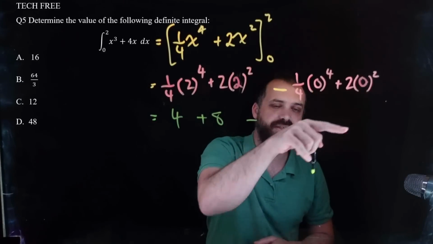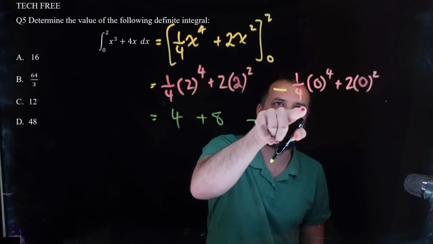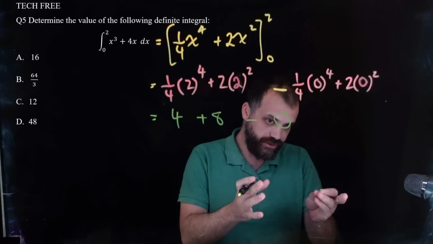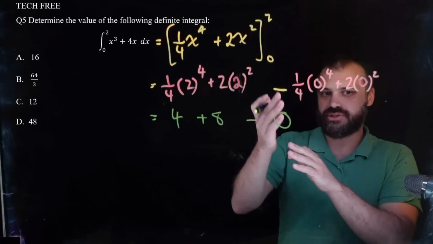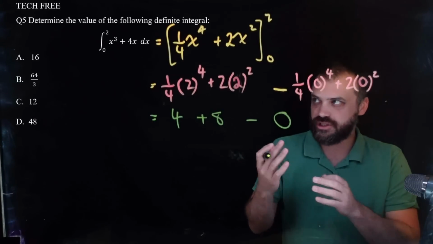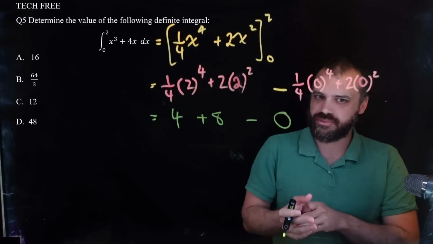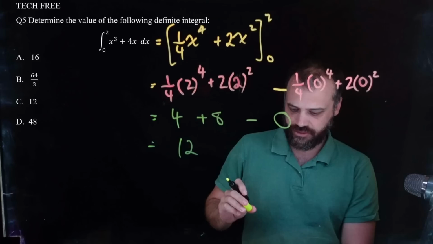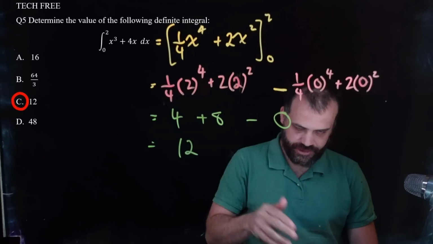is just going to be a big fat 0. 0 to the 4 is 0, so that's 0. 0 squared is 0, so that's 0. Careful though, just because you're integrating between 2 and 0 does not mean that's always going to be 0. If you've got trig functions and things like that, that's not going to be the case. My final answer is 12. Perfect. Celebrate.